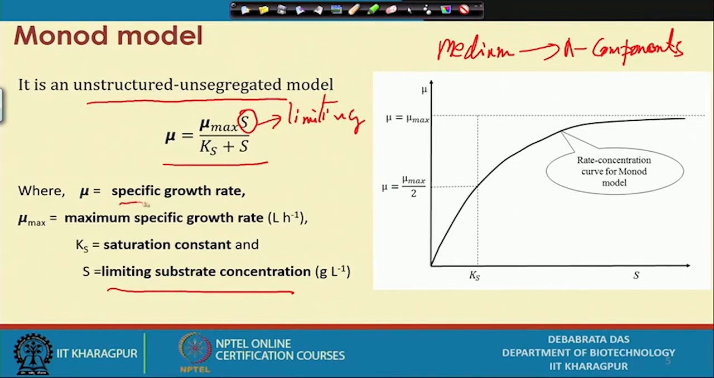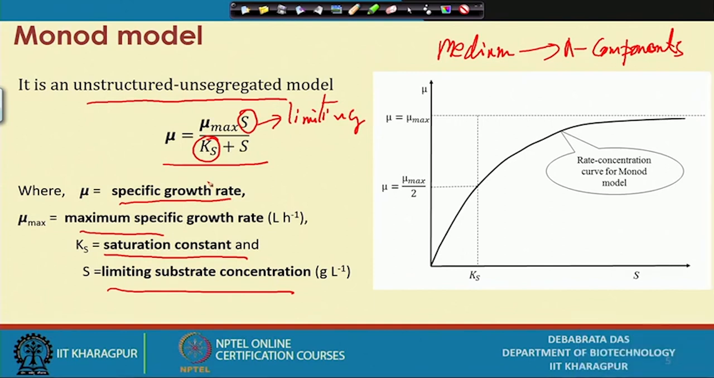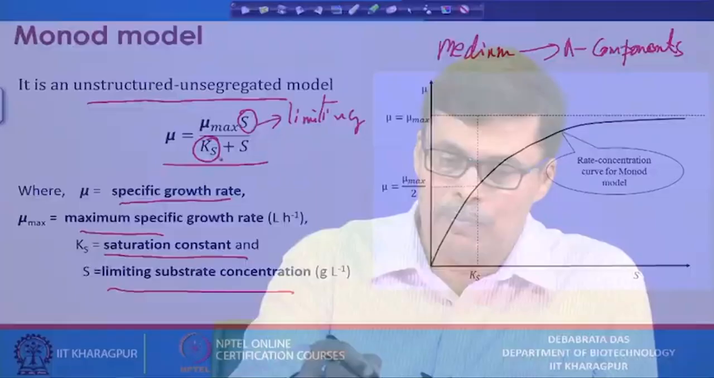So, mu is the specific growth rate of the cell, and mu max is the maximum growth rate of the cell when it attains the plateau. When mu by mu max is half, then Ks will be equal to S. Ks is the saturation constant. Now, I want to emphasize the significance of the value of Ks. If the Ks value is low, you require a low amount of substrate for getting more cell mass. If Ks is more, you require more substrate for getting the same amount of cell mass.